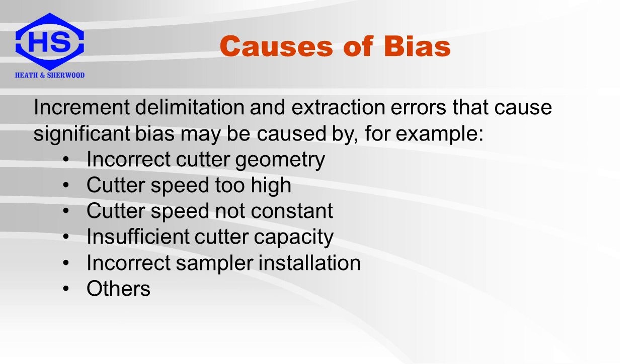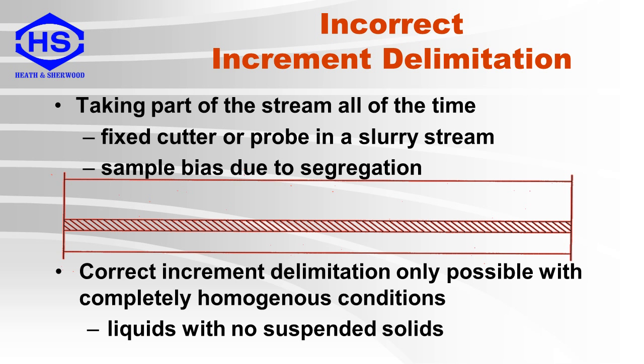Increment delimitation or extraction errors that can cause significant bias may be caused by, for example, incorrect cutter geometry, cutter speed too high, cutter speed not constant, insufficient cutter capacity, incorrect sampler installation, and others. One cause of incorrect increment delimitation is taking part of the stream all of the time, such as a fixed cutter or probe in a slurry stream. This is the mode of operation for process control samplers, such as launder or pressure samplers. This can lead to a sample bias due to segregation.